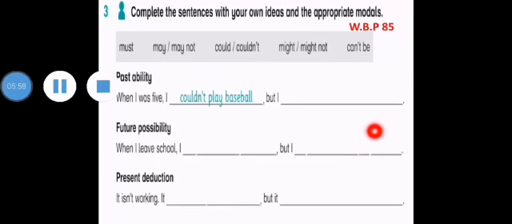Now, let's move to question number 3. Complete the sentences with your own ideas and the appropriate modals: must, may not, could, couldn't, might not, and can't be. You have 1 minute to think about it, my wonderful students.